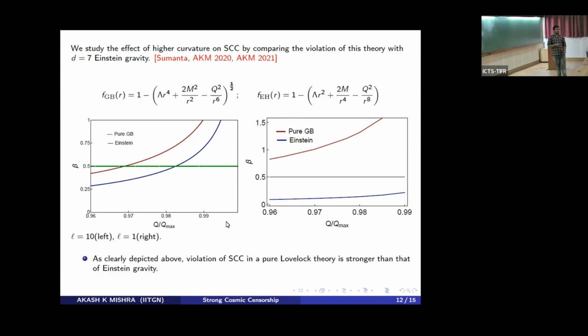seems to be even earlier. So in that sense, I say that by addition of higher curvature terms, the violation of strong cosmic censorship seems to be higher. And this result we have shown explicitly for two different classes of higher curvature theories, namely Gauss-Bonnet and pure Lovelock theory. So we have concluded that this should be a generic feature of any higher curvature theories, which of course needs to be tested for other classes of theories. But in the absence of exact black hole solutions, that claim cannot be verified.